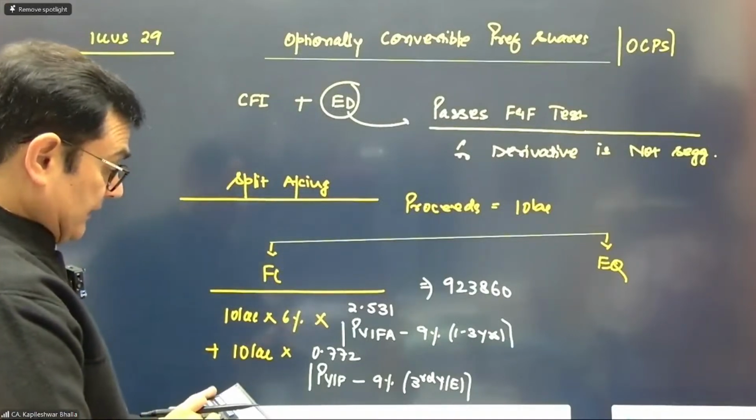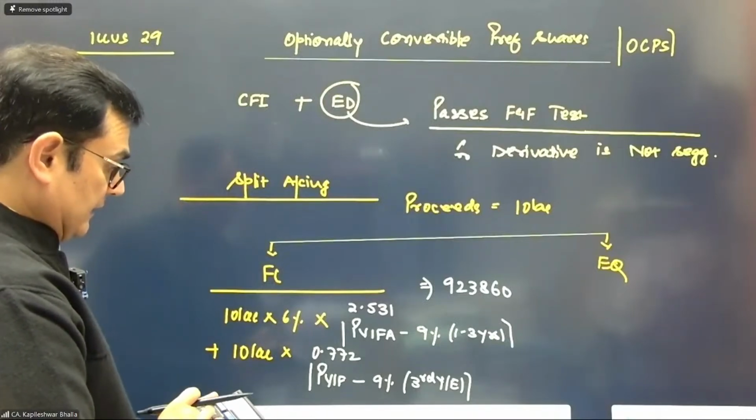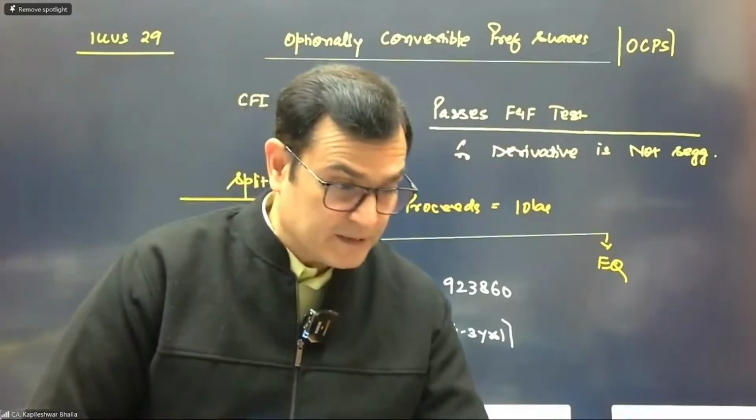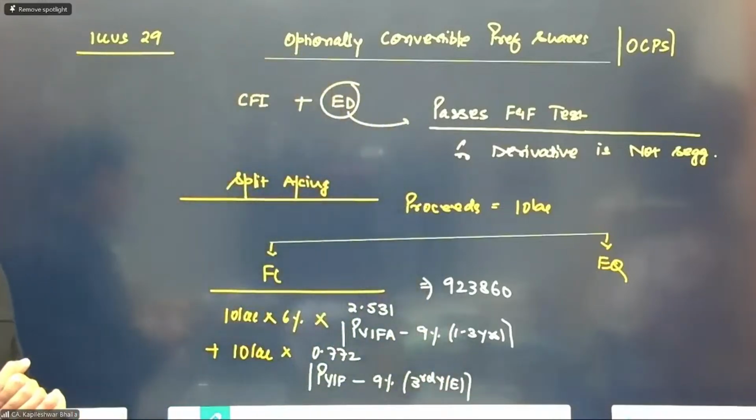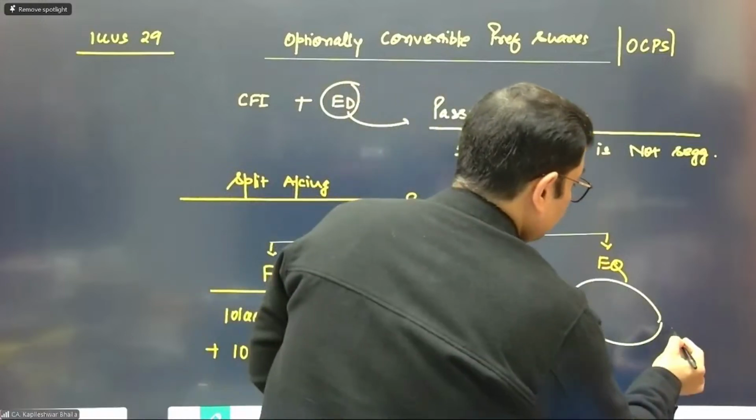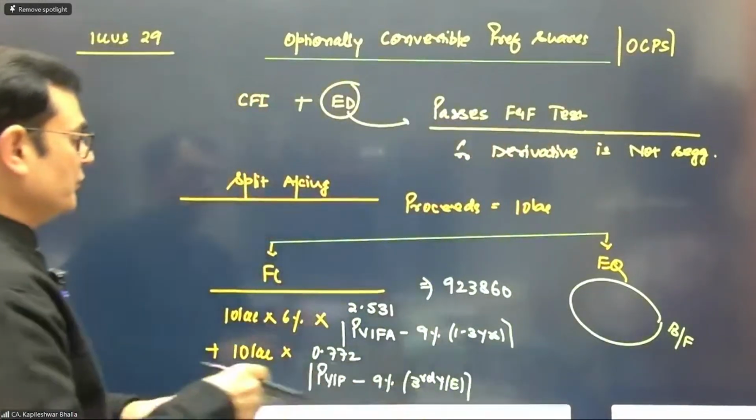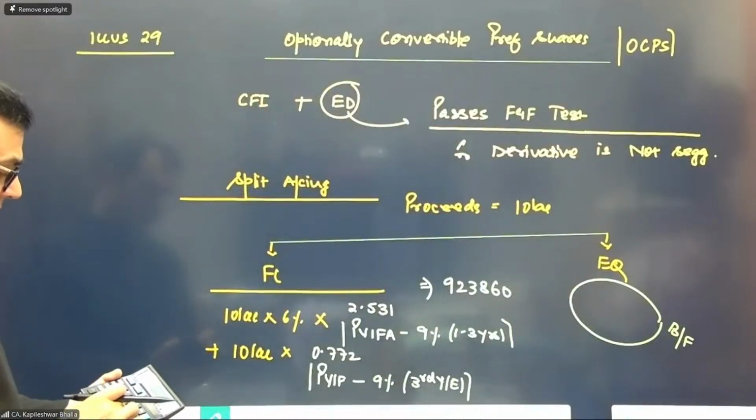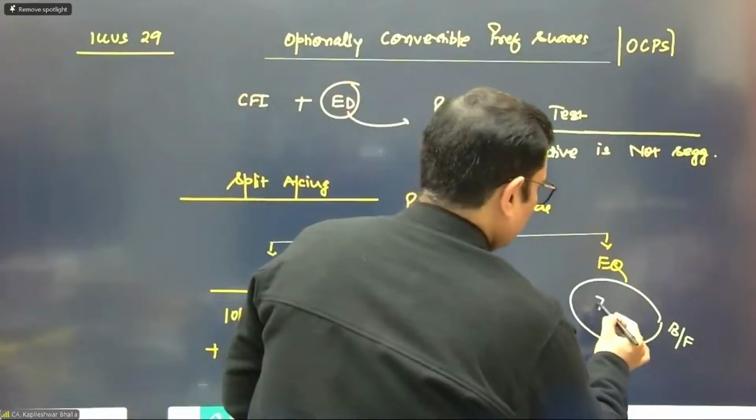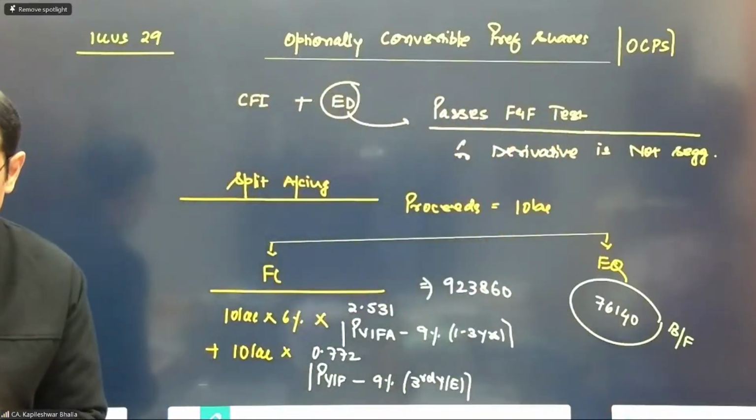I'm just going to make the calculations again quickly. 2.531, 151,860. Yes, I think it is 923,860. Correct. Please, anybody else verify this as well. Everything is dependent upon my calculations out here. And we're going to take the equity as a balancing figure. Out of the 10 lakh rupees, we reduce the proceeds, that is 923,860. 76,140 is the balancing figure, which is the equity component of the instrument.